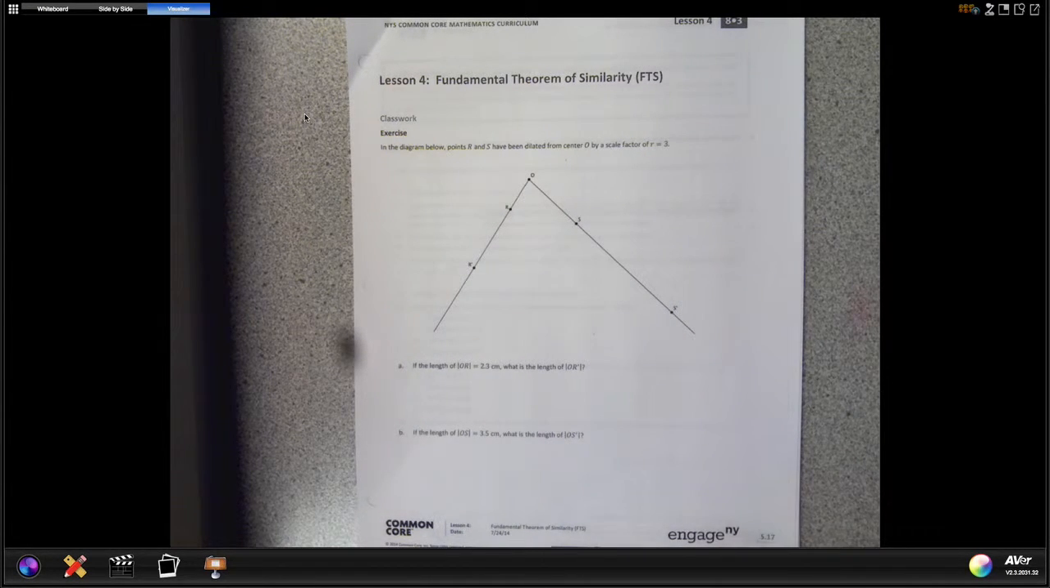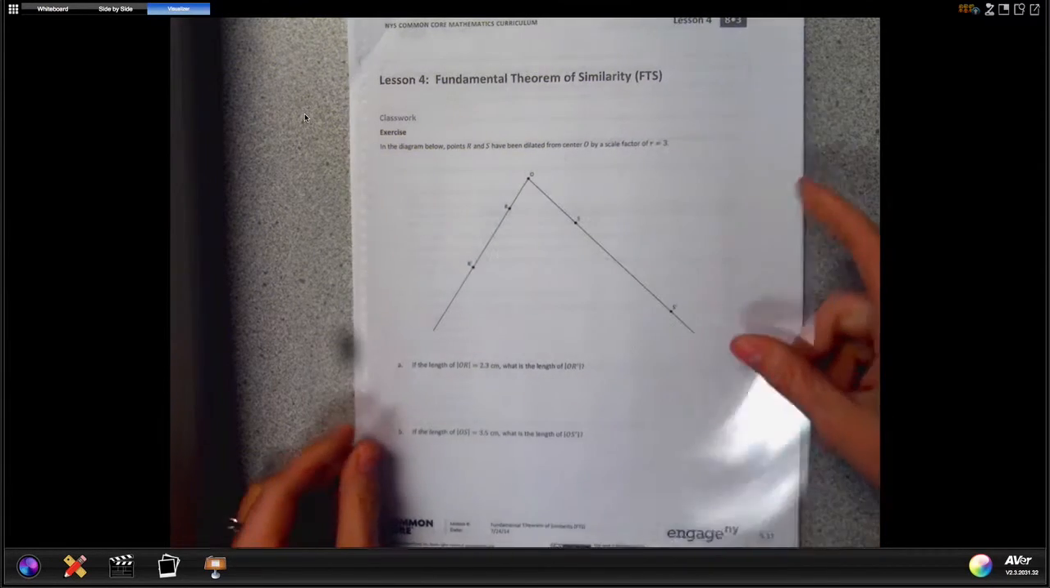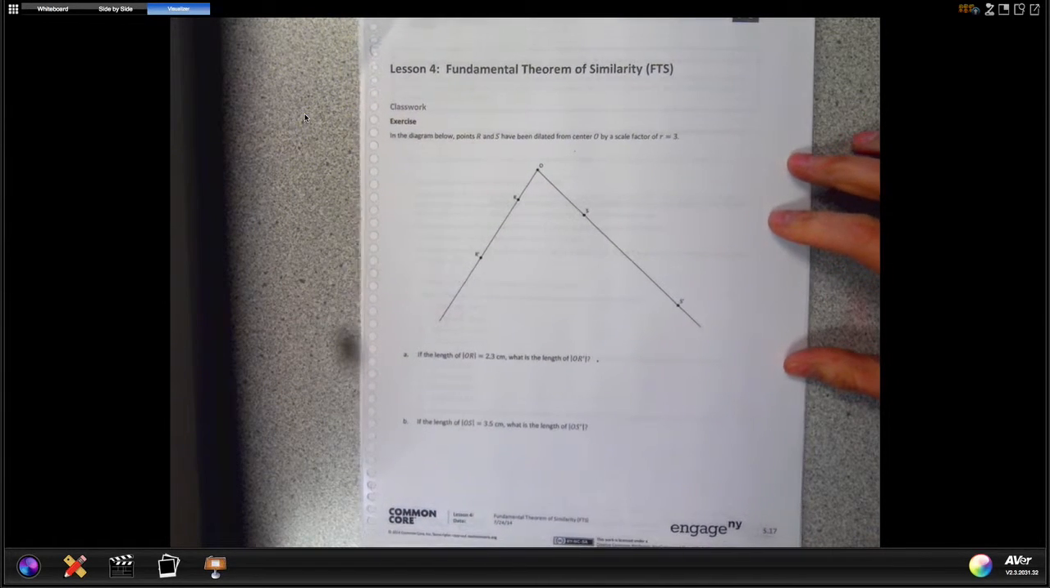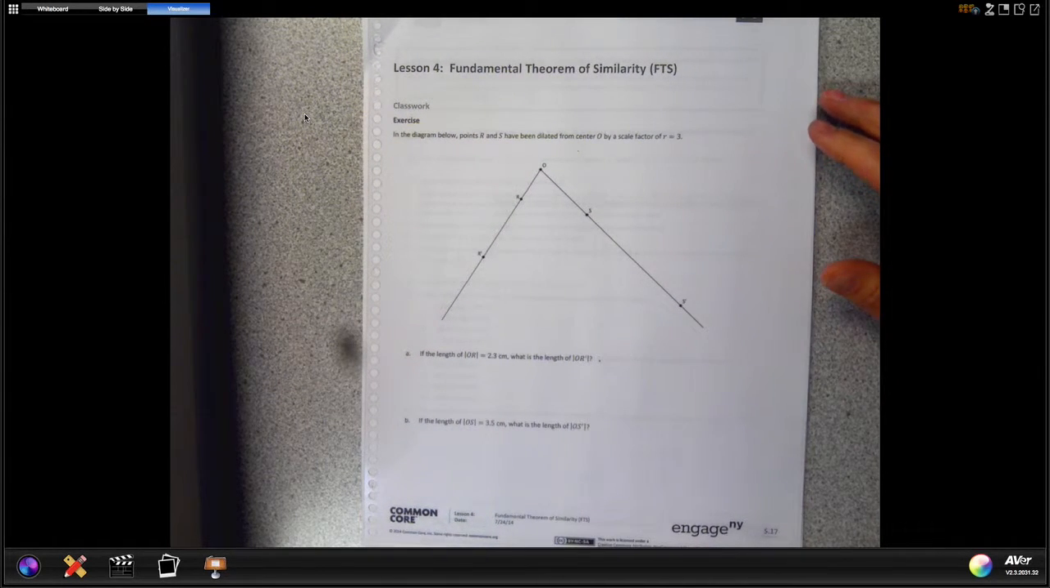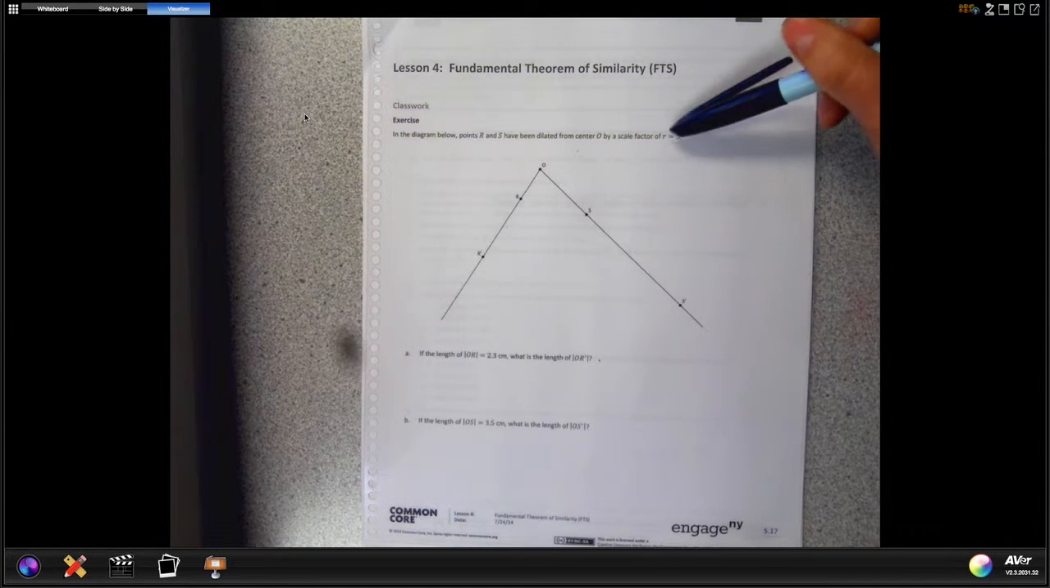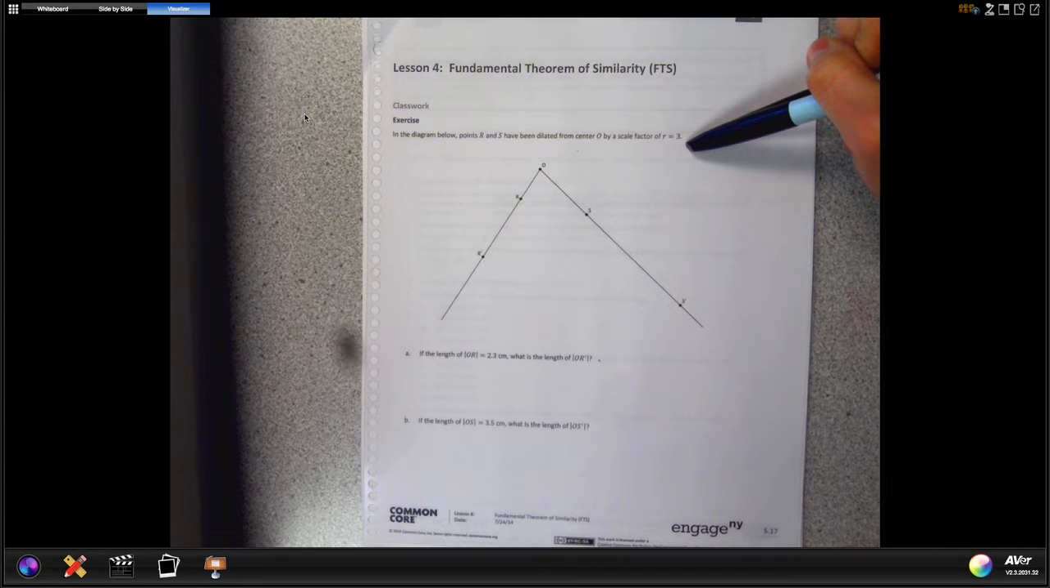So, this is kind of a review of what we've been talking about here, only we're going to put a name to it today. So we're going to talk about the fundamental theorem of similarity. And basically, it's just putting a name to everything we've been doing thus far. So right here, this diagram, you have center O, dilated by a scale factor of 3 right here. And here's what we have.